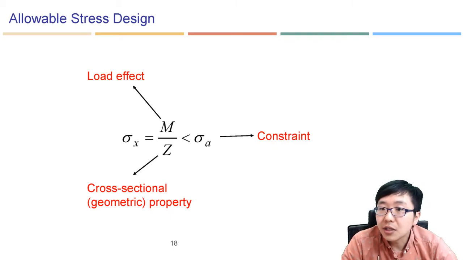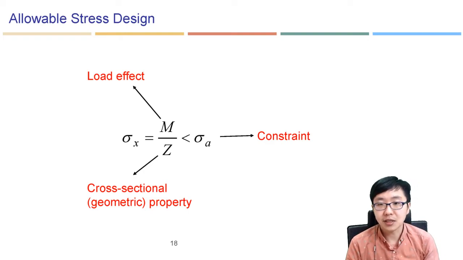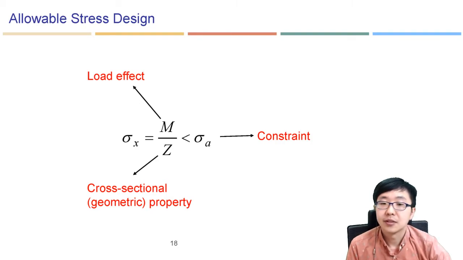So here they are talking about the local effect from the moment M and the cross-sectional property, the section modulus, so that we can get bending stress. And this is the constraint, from the material yield. So as a structural engineer, structural designer, we can decide whether we should change our geometry or select a different material.